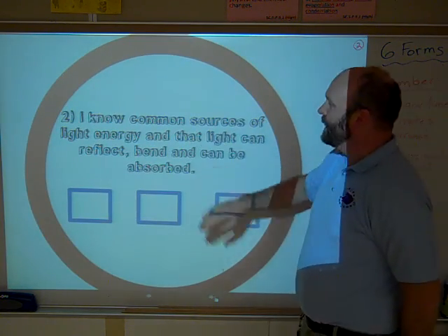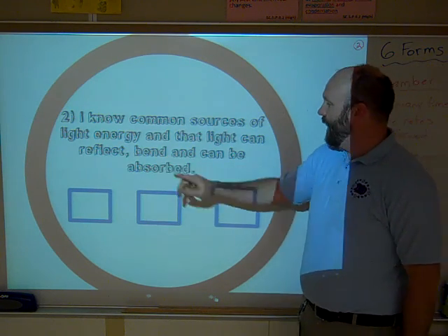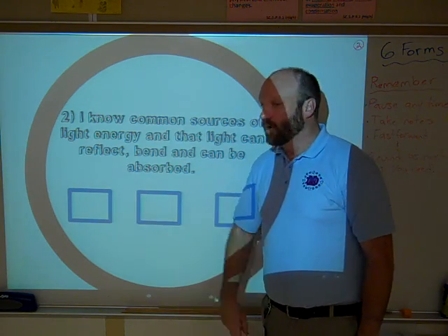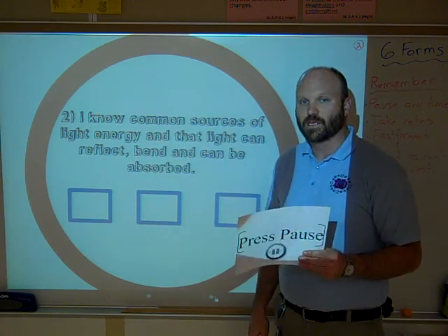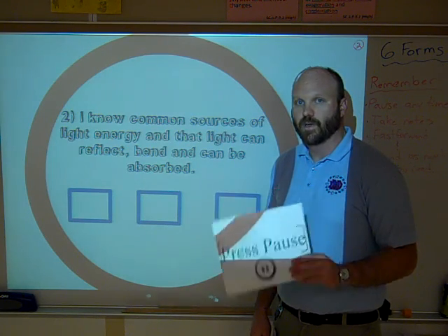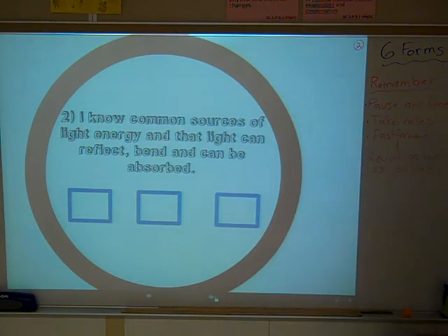Learning goal number 2: I know common sources of light energy, and that light can reflect, bend, and be absorbed. Go ahead and copy your learning goal. Put a scale score in the first box. Press pause so you can copy that down, and when you're done, hit play. Alright, you should have copied down your learning goal and gave yourself a scale score. Let's go ahead and get started.